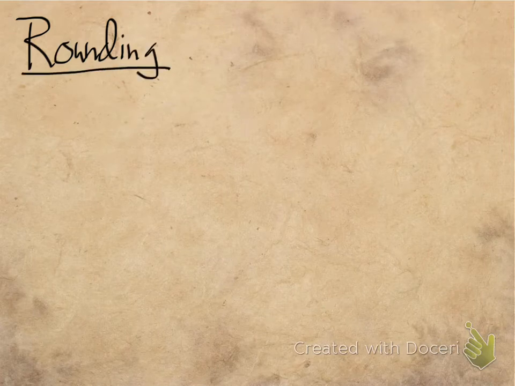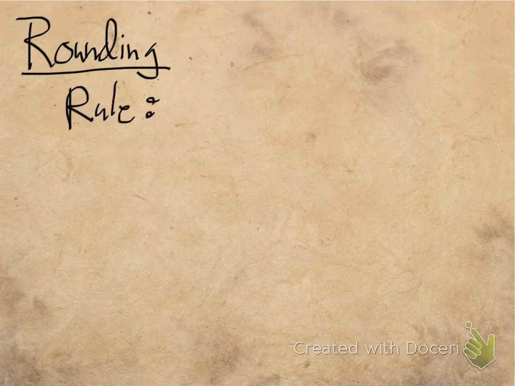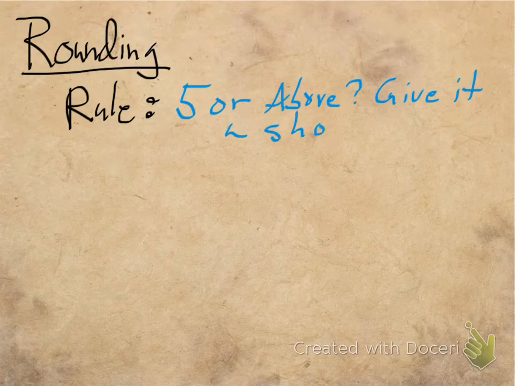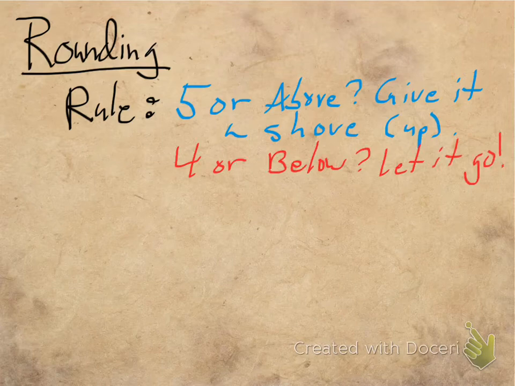And so in rounding, the rule, as you probably remember from years past, is that if we're rounding a place, we look to the next digit, the one that comes to its right, and if that digit is 5 or above, we give the digit that we're rounding a shove. In other words, move it up. Whereas if it's 4 or below, we let it go. So let's go ahead and actually practice rounding some numbers.